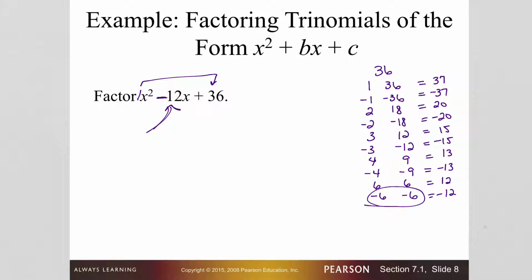So this thing factors to be x minus 6 times x minus 6. Or you could write it like this. Those are the same thing. I would accept either one of these for full credit.